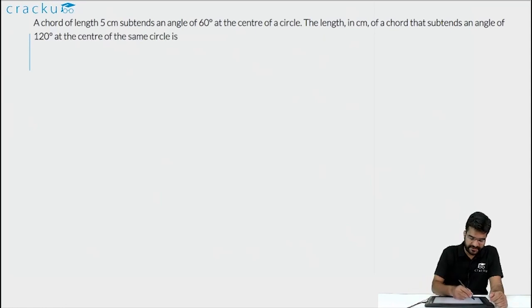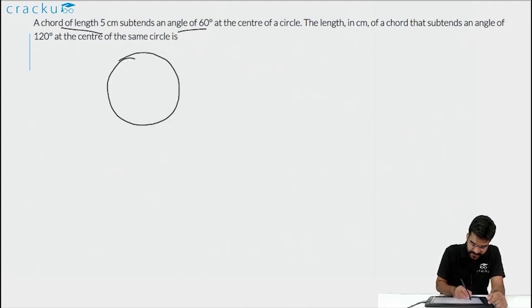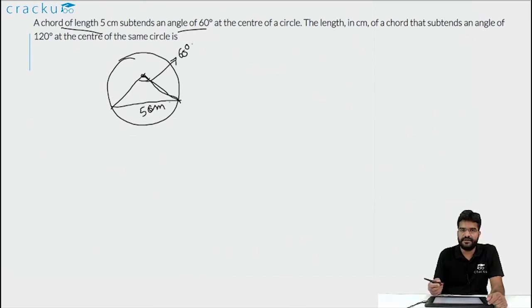In this question, it is given that there is a chord of length 5 centimeters. It subtends an angle of 60 degrees at the center of the circle. So suppose this is the circle. Now there is a chord, and this is the center of the circle. Suppose that this chord is subtending an angle of 60 degrees, and the length of the chord is given as 5 centimeters.